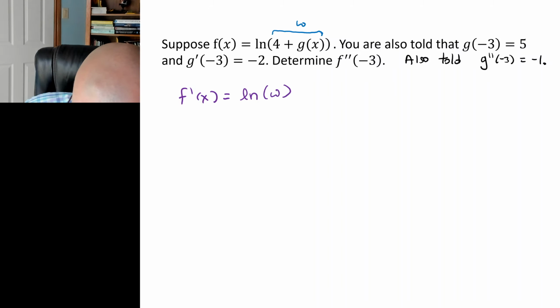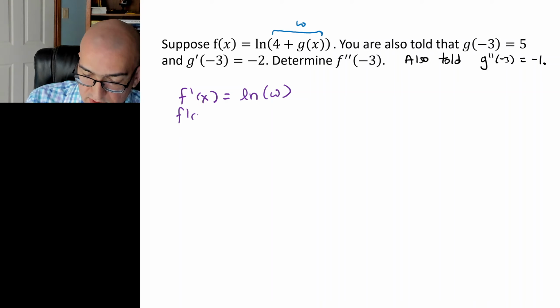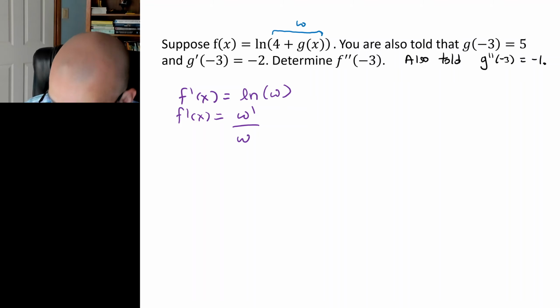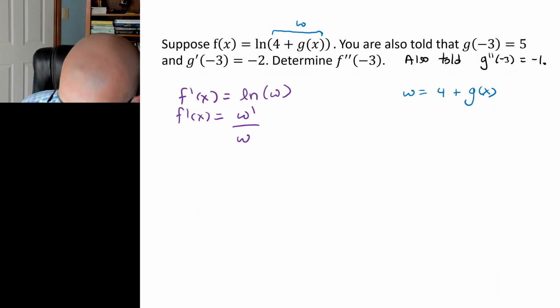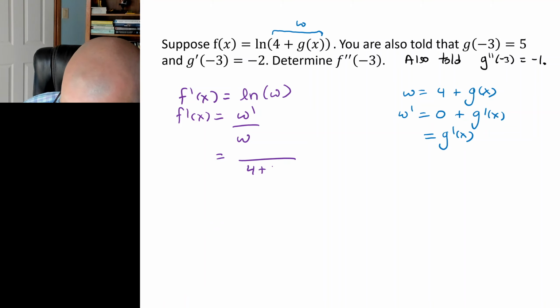Okay, so this is ln w for f prime of x. The derivative of ln of w is w prime divided by w. I'm going to write w off to the side. W is 4 plus g of x. Did I screw something up in the last one? Let me double check something. No. Okay, I left the 4. Good. So w prime is 0 plus g prime, which is just g prime. So we have g prime of x divided by 4 plus g of x.